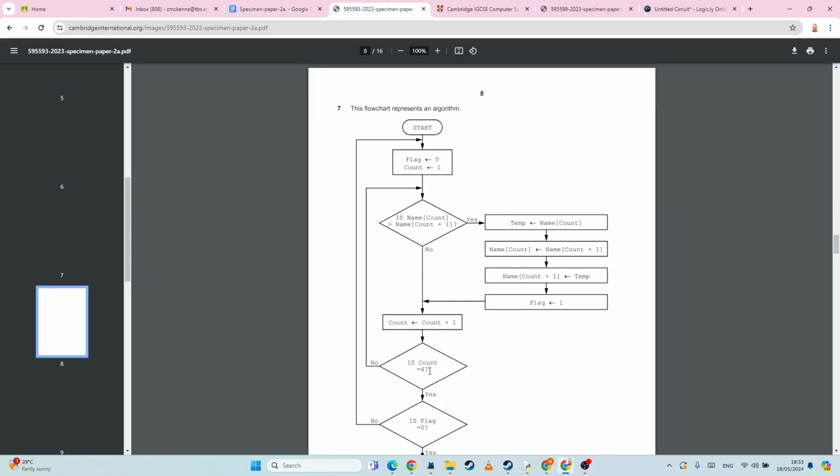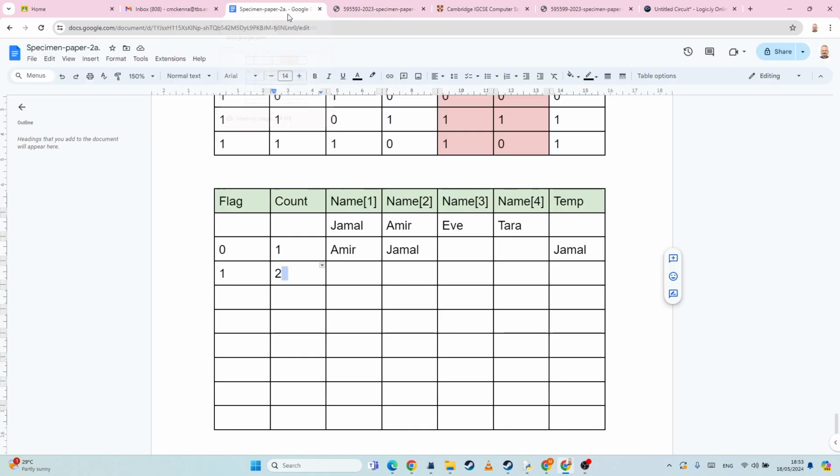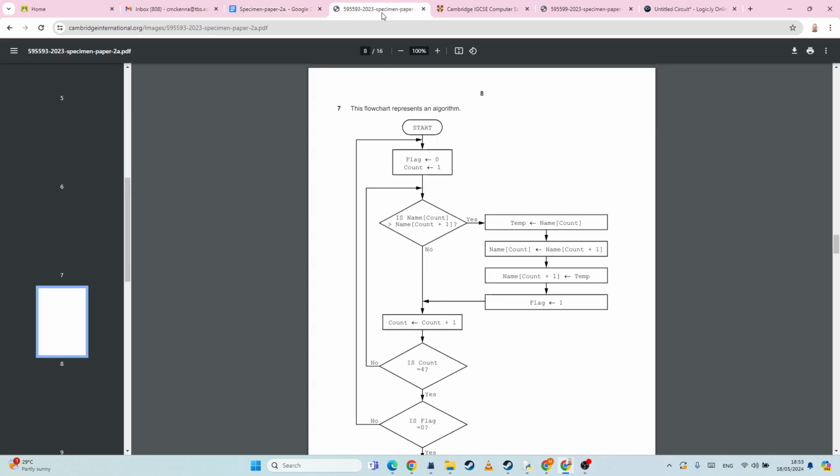Okay, is the count equal to 4? No, it is not. Okay, so therefore, we go back up to here. Okay, is name at count greater than name at count plus 1? Haven't we just done that? We have, but our count has changed. So name at count is name 2, which is Jamal, and this time we're comparing it to Eve. So A, B, C, D, E. So Jamal is greater than name at count plus 1.